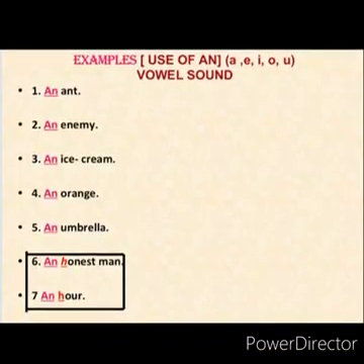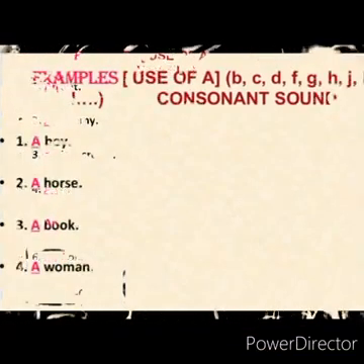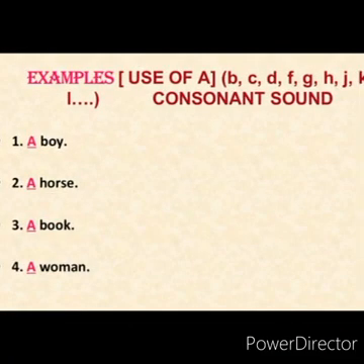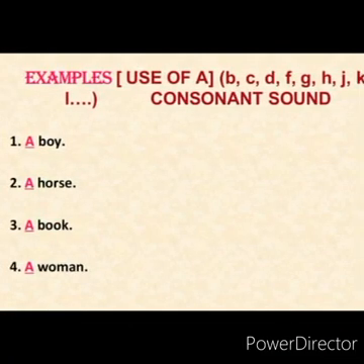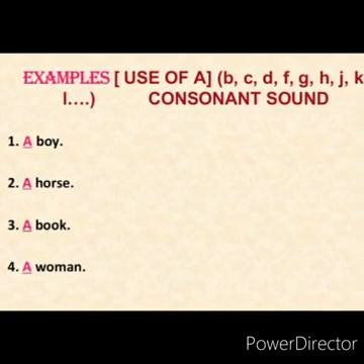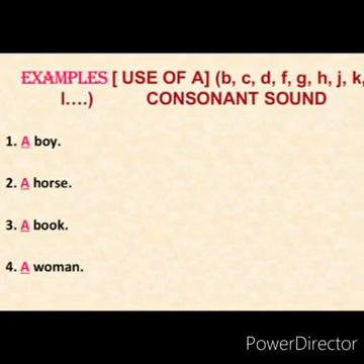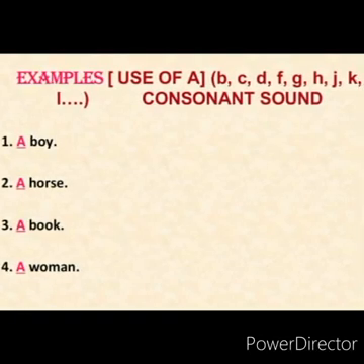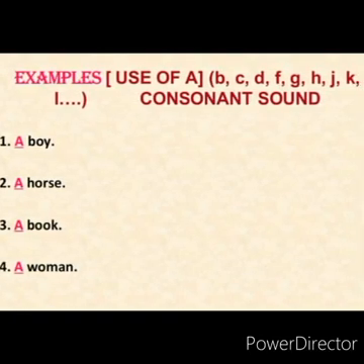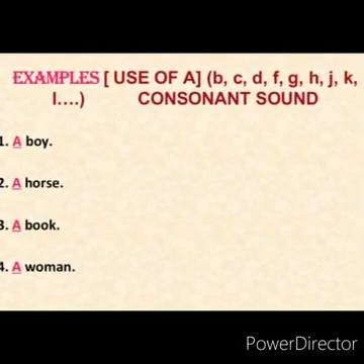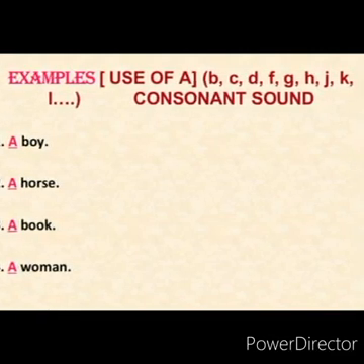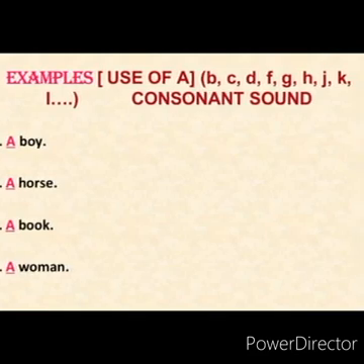Next, let's see the examples where we use article a before a word. For example, a boy, a horse, a book, a woman. These all words start with a consonant sound. So that is why we have used article a.